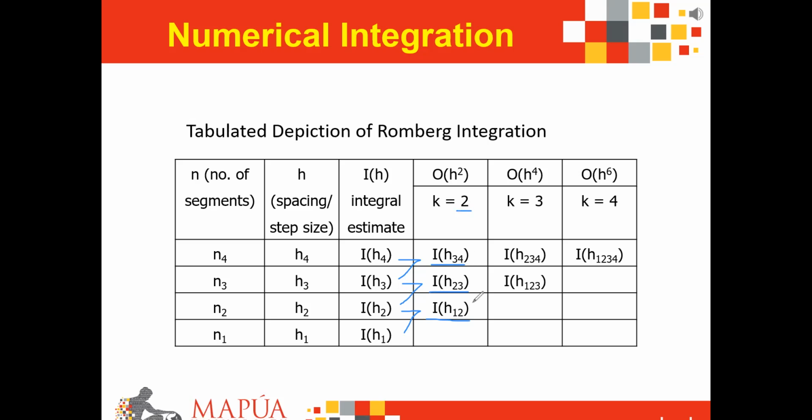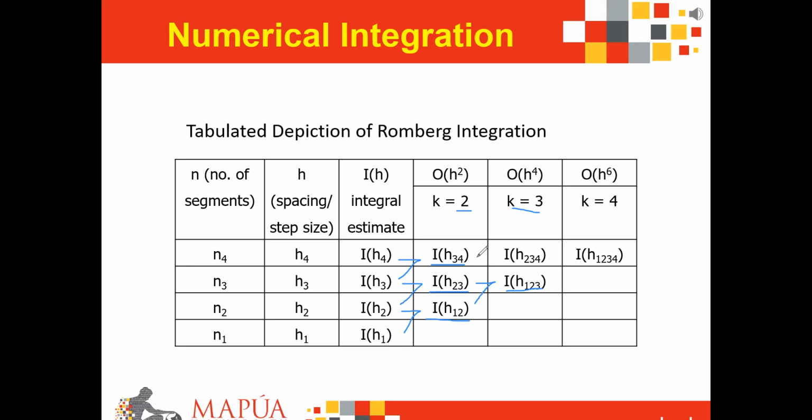Okay. Now, you could further improve these three integral estimates that we now currently have. Upon improving them further, your extrapolation order now increases by 1. Always remember, this integral estimate would be more accurate than this integral estimate. So IH23 is more accurate than IH12. So again, applying the extrapolation formula using an order now of k equal to 3, solve for this new, improved integral estimate.